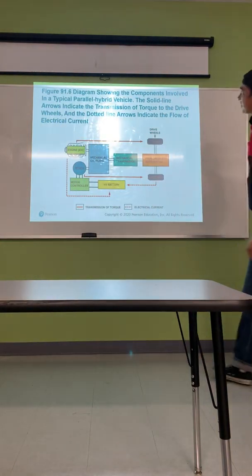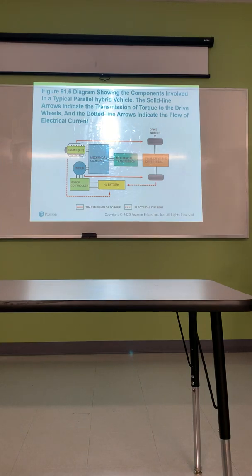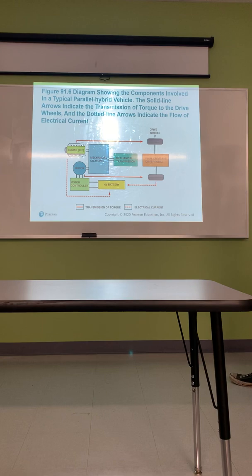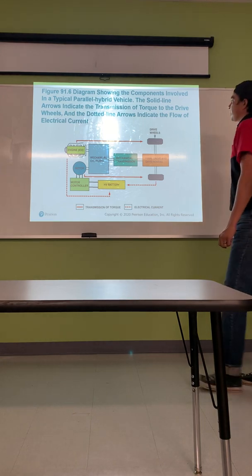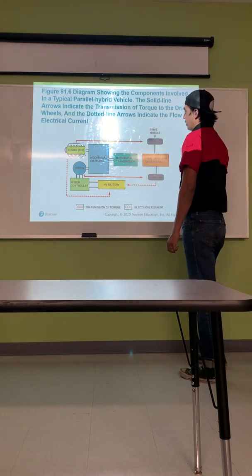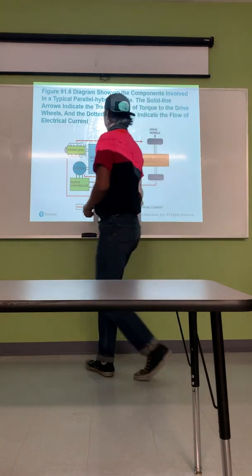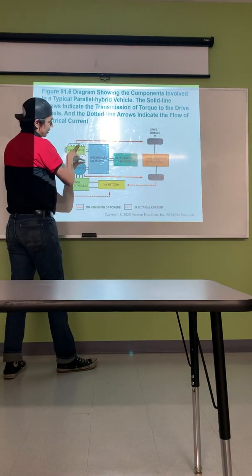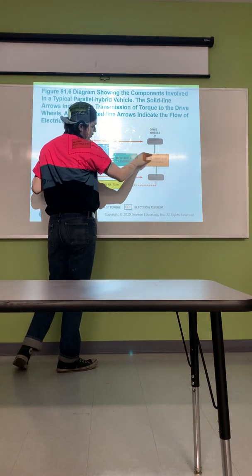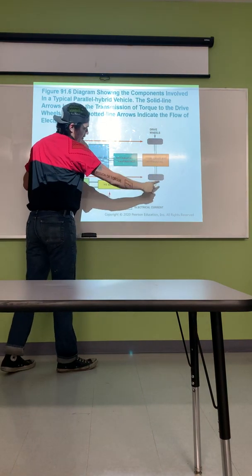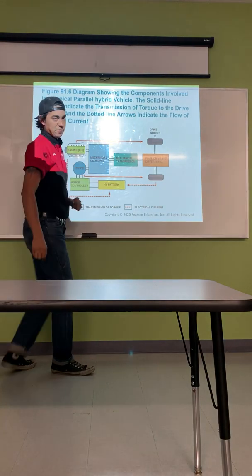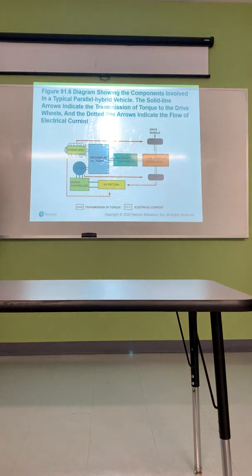Diagram showing the components involved in a typical parallel hybrid vehicle. The solid line arrows indicate the transmission of torque to the drive wheels, and the dotted line arrows indicate the flow of electric current. So just like I was telling you guys earlier, you have power being distributed from the motor and from the engine together through the final drive assembly to the wheels, but then you also have regenerative braking coming back and actually charging up the hybrid battery itself. I keep wanting to say battery, not battery.